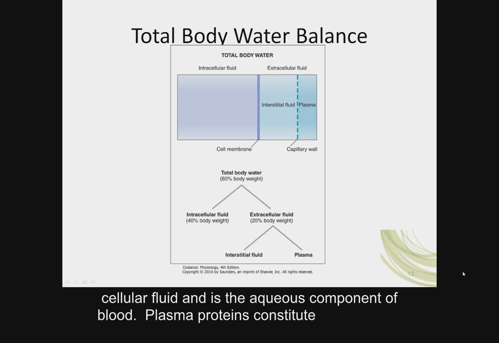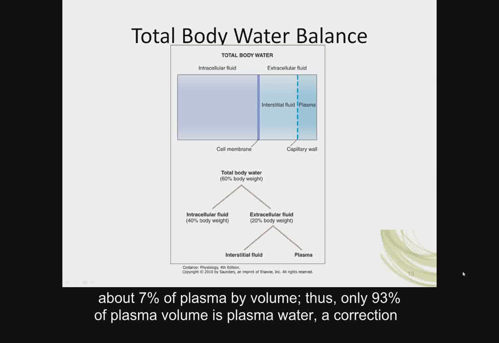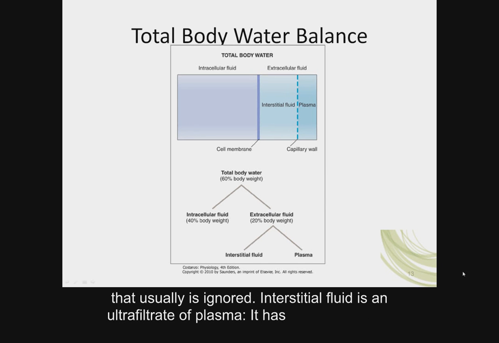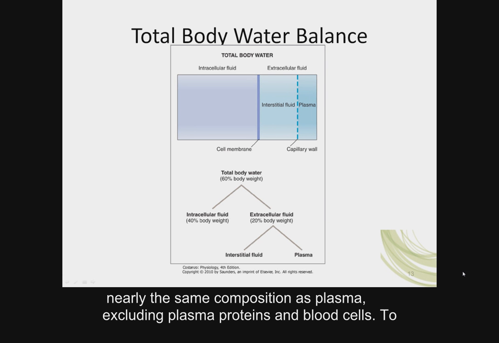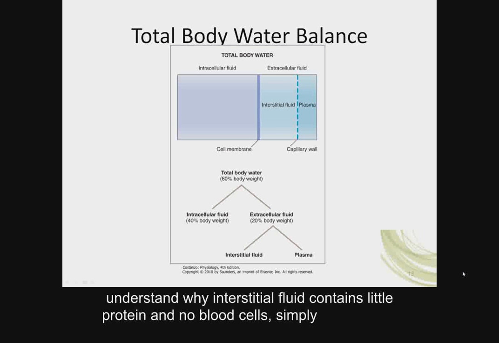Plasma is an extracellular fluid and is the aqueous component of blood. Plasma proteins constitute about 7% of plasma by volume. Thus, only 93% of plasma volume is plasma water, a correction that is usually ignored. Interstitial fluid is an ultrafiltrate of plasma. It has nearly the same composition as plasma, excluding plasma proteins and blood cells.